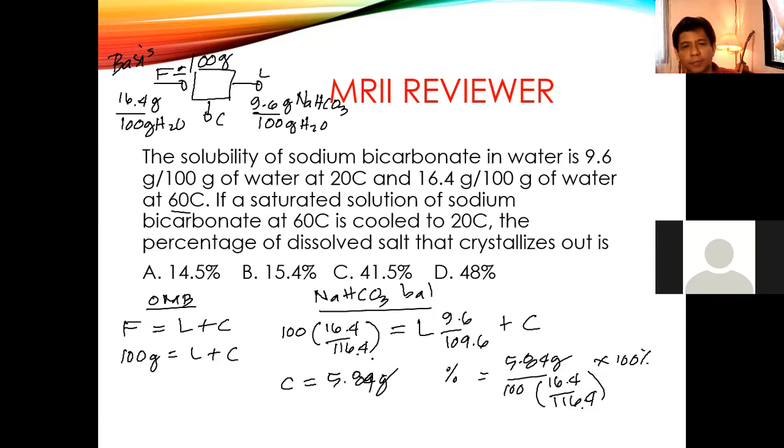Yep, letter C. 41.5. I'm getting 41.45. So malayo na naman kasi yung iba, di ba? This is the best answer, letter C. Do you have any question regarding this MRI problem?